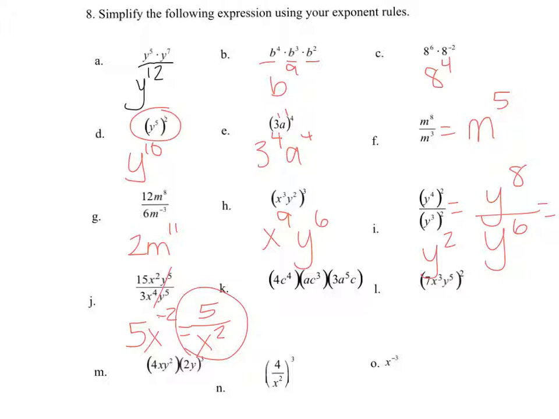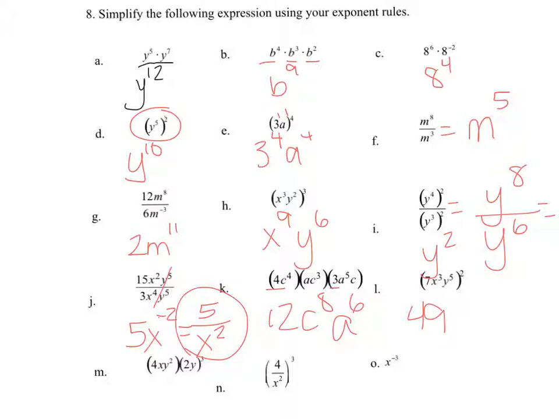Different things to keep track of for letter K. We're going to multiply the constants like normal. 4 times 3 is going to give us 12. There are 4 c's being multiplied together in the first parenthesis, 3 in the second, 1 in the third, so that gives us a total of c to the 8th. And we have a total of a to the 6th, 1 in the middle parenthesis and 5 in the third parenthesis.